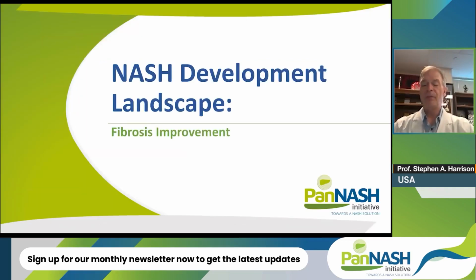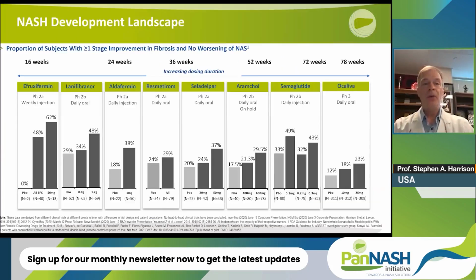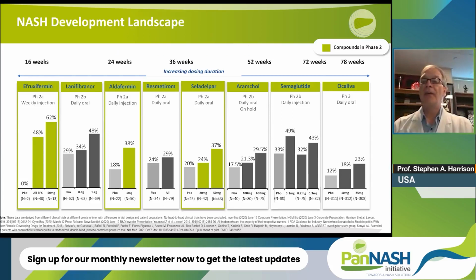So first, let's look at drugs that have shown evidence of benefiting the patient from a fibrosis perspective. So here I've listed the drugs across the top: efruxifermin, lanifibranor, aldafermin, resmetirom, seladelpar, Aramcol, semaglutide, and Ocaliva, and then the dosing duration above that. And these bar graphs are looking at the proportion of subjects with at least 1 stage improvement in fibrosis and no worsening of the NAFLD activity score. Let's first look at those drugs that are in phase 2, and they're highlighted in green.